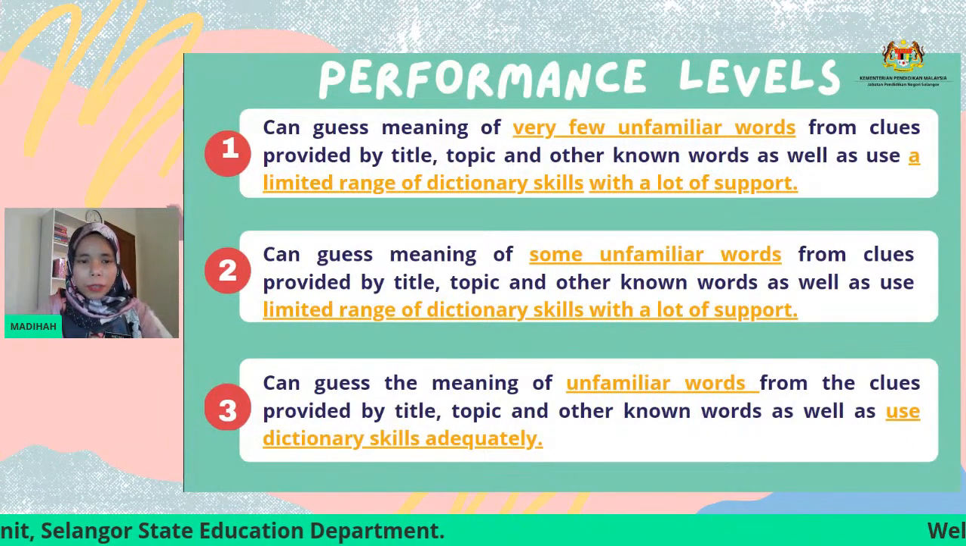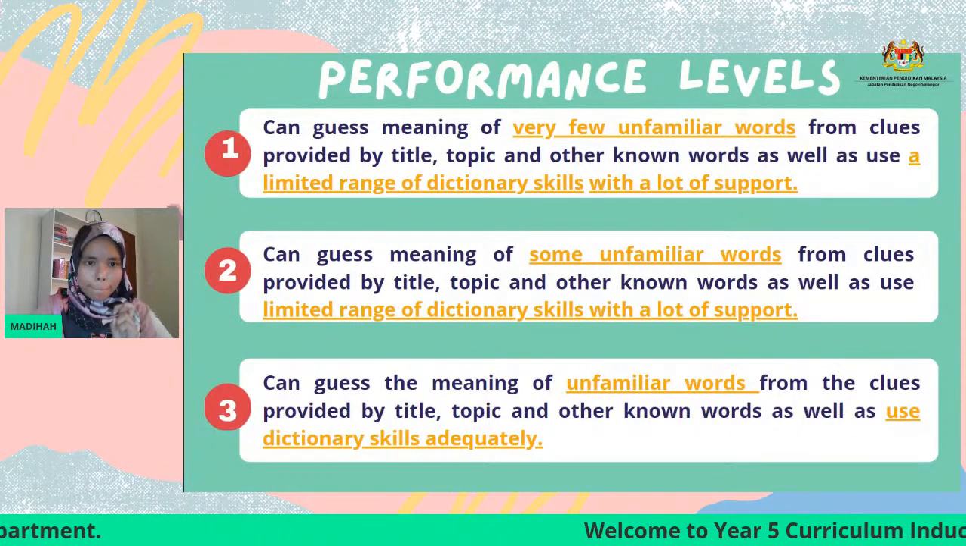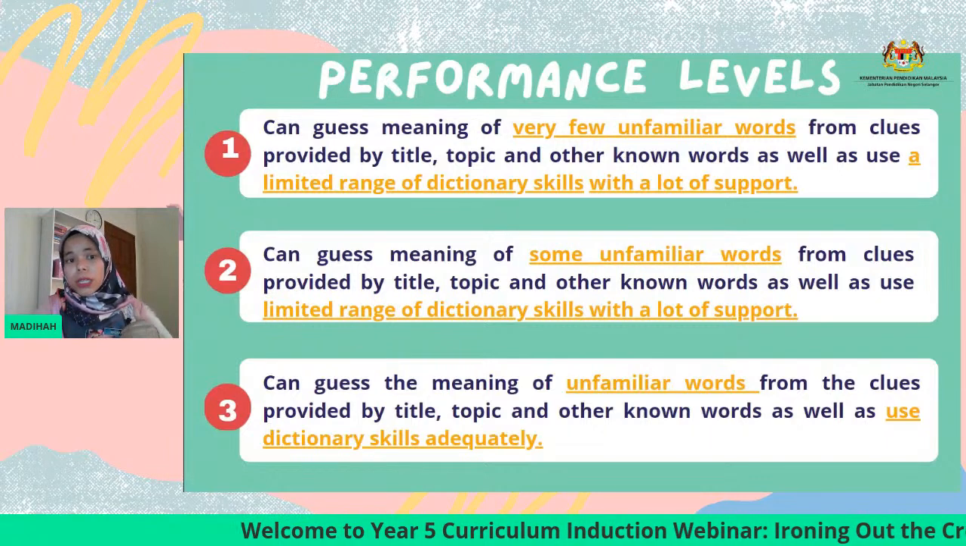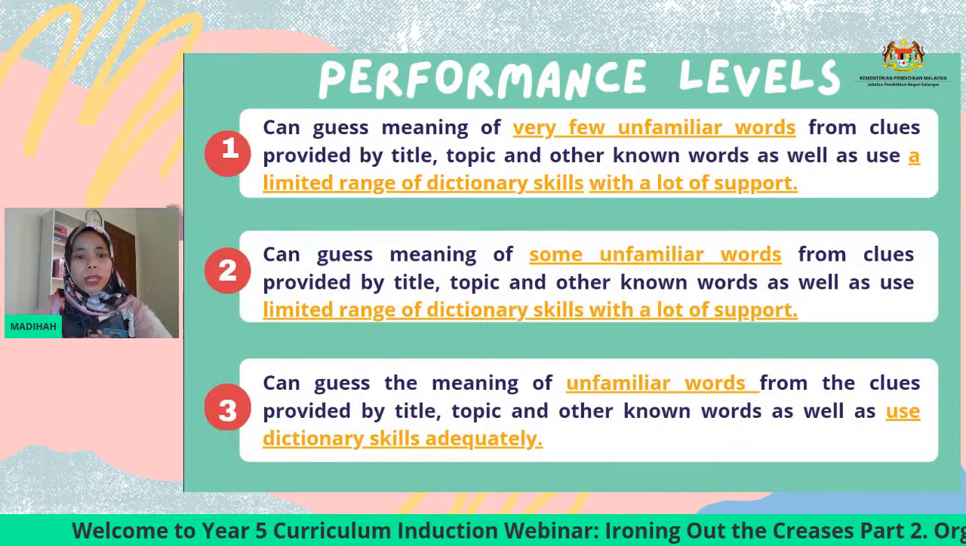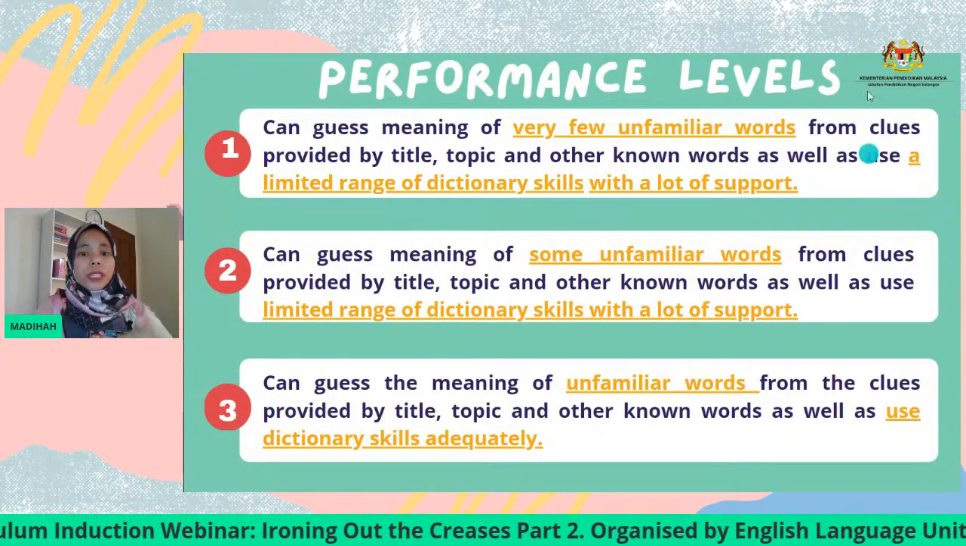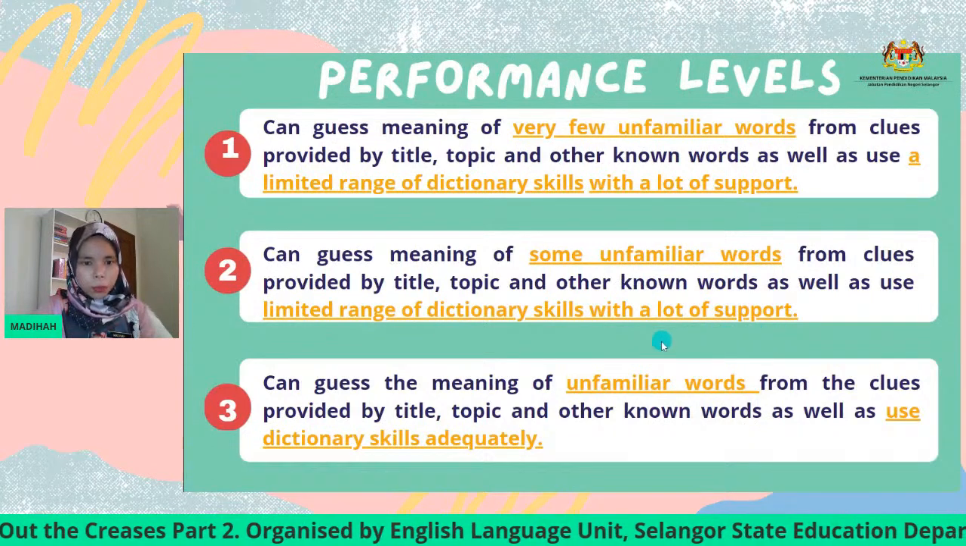So let's look at TP2. Students can guess the meaning of some. For number 1, it's very few, but as we move on to TP2, it is some unfamiliar words, still using a limited range of dictionary skills with a lot of support. Still need support for TP1 and TP2.